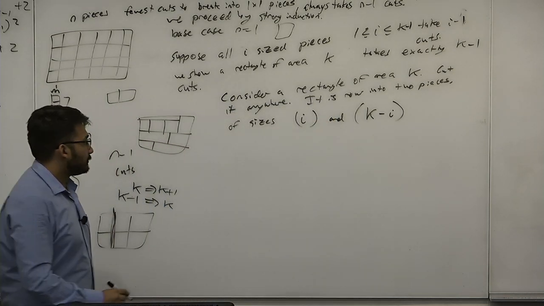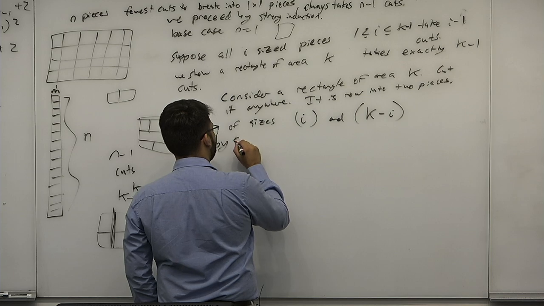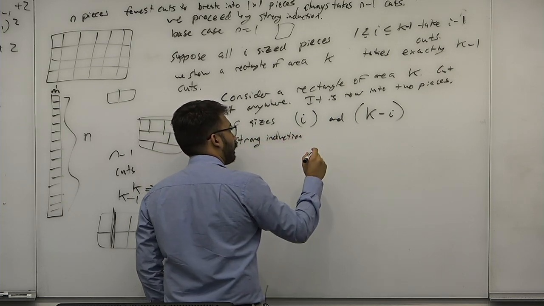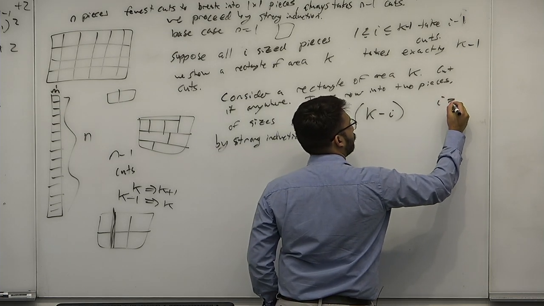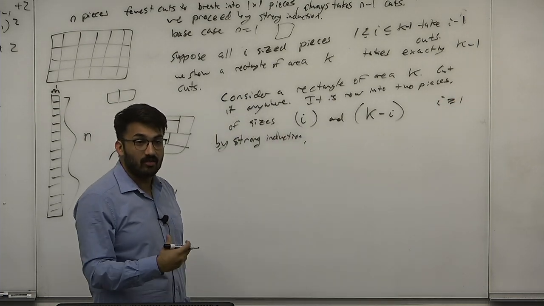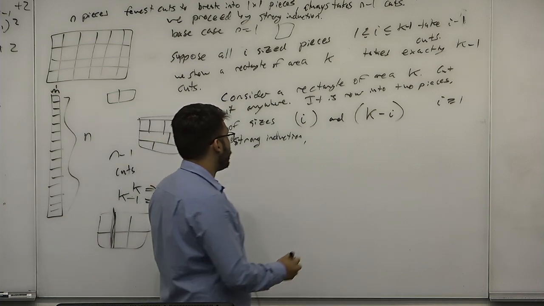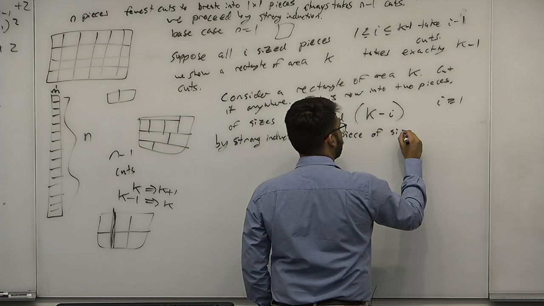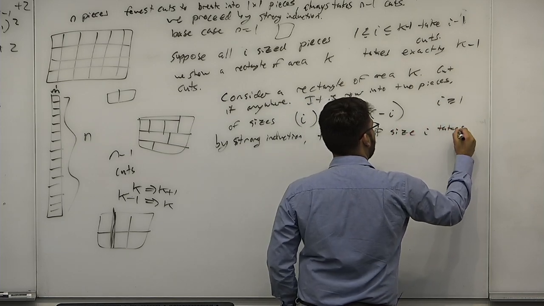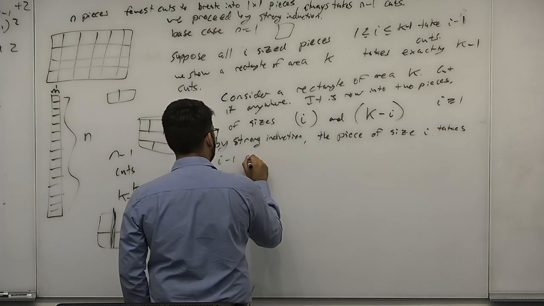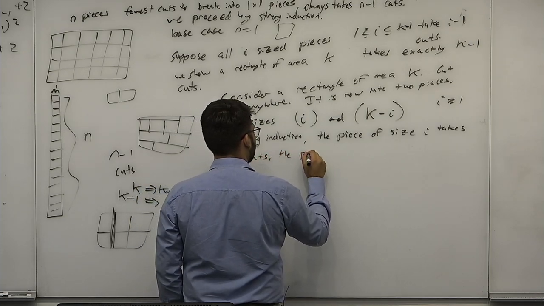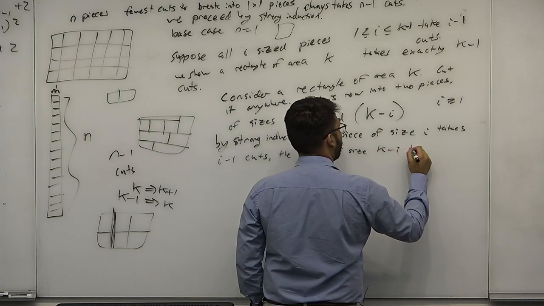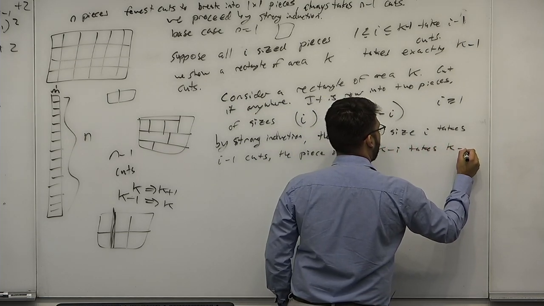Okay. By strong induction, and of course, i is greater than or equal to 1 here, right? You make a cut, it splits it into two pieces of some area. By strong induction, the piece of size i takes i minus 1 cuts. The piece of size k minus i takes k minus i minus 1 cuts.